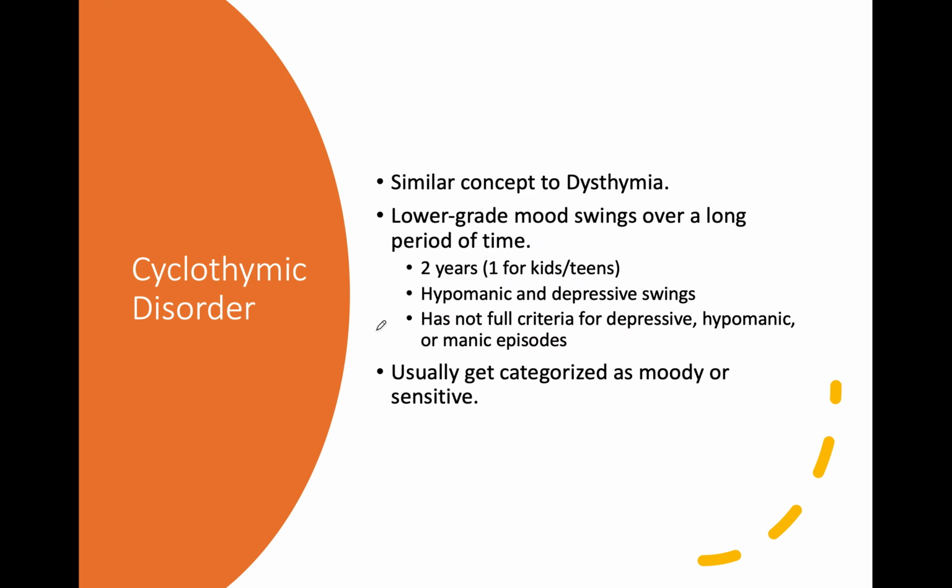And then we have cyclothymic disorder to round us out. Similar to dysthymia, this is a lower grade version of bipolar. Lower grade mood swings, but over a very long period of time. 2 years for adults, 1 for kids and teens. Hypomanic and depressive swings, because remember, if they went up into mania, it automatically becomes bipolar 1. Has not met the full criteria for a depressive, hypomanic, or manic episode. And this person usually gets categorized as they're really moody or they're really sensitive.